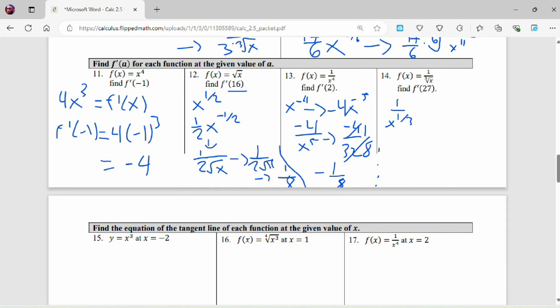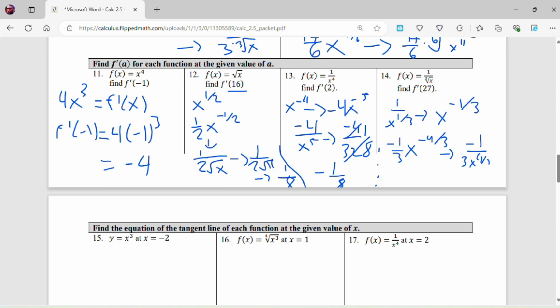Notice we still have that exponent in the denominator. We need to get it into the numerator, so we make the exponent negative. Okay. Now we have it into x to the n power. So move down negative 1/3. x stays the same. Negative 1/3 minus 1 is negative 4/3. So you get negative 1/3 times x to the negative 4/3.